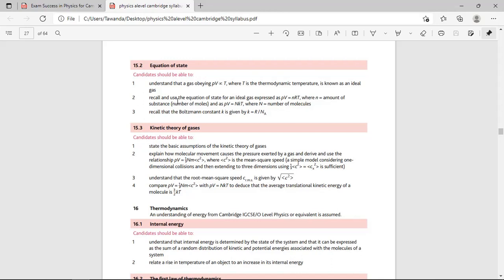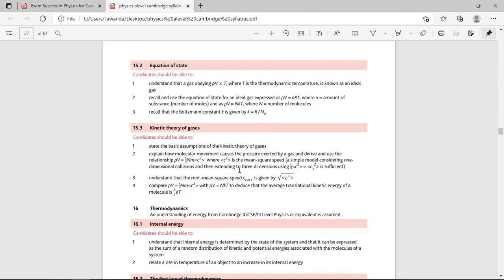Understand that PV is proportional to T, where T is the thermodynamic temperature, which is in kelvins. Then after that, we want to recall and use the equation of state of the ideal gas, which is PV equals nRT, where n is the amount of substance or the number of moles, and PV equals NkT, where N is the number of molecules. And you also want to recall the Boltzmann constant k, which is given as R divided by the Avogadro constant.